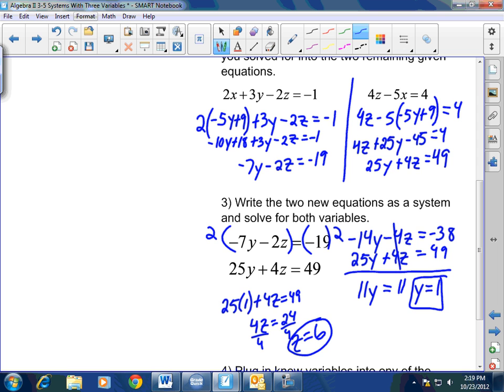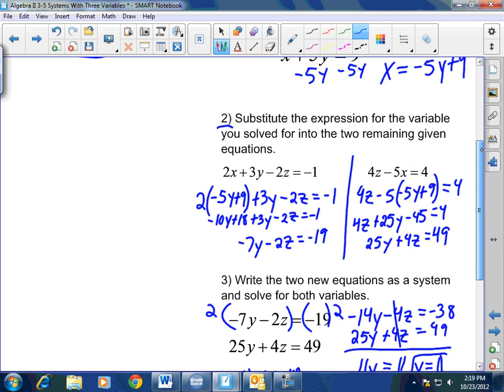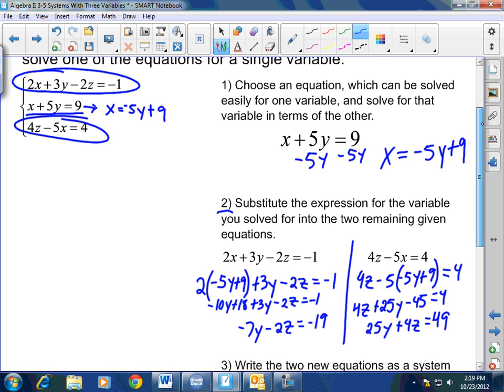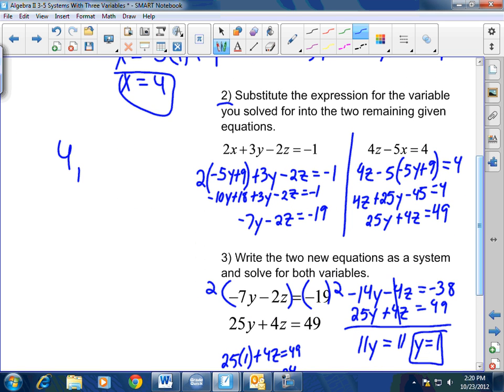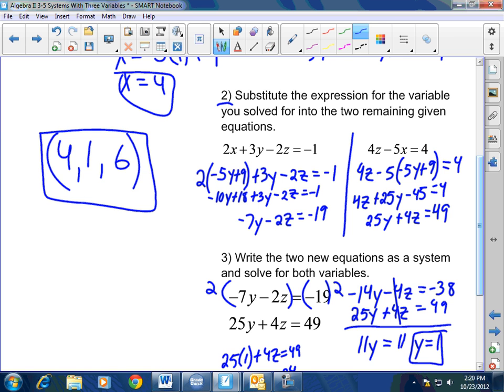Okay. So far we have that z is 6 and y is 1. So now we plug it back into any of them to find x. But since we already know that y is 1, do we have to plug it into the complicated ones? No, man, I plug it right into here. X equals negative 5 times 1 plus 9. So x equals 4. So my solution is 4 for x, 1 for y, and 6 for z. This is not called an ordered pair, it's called an ordered triple.